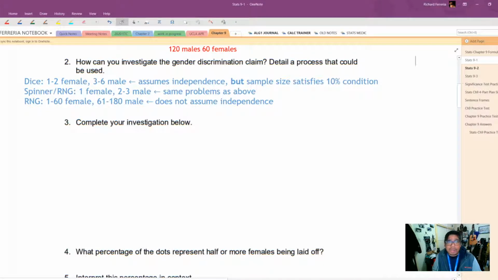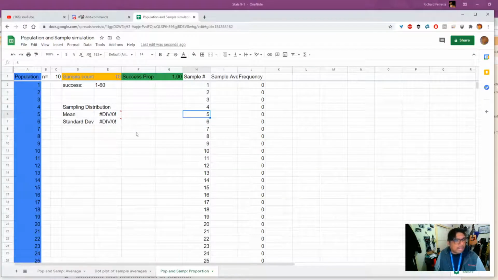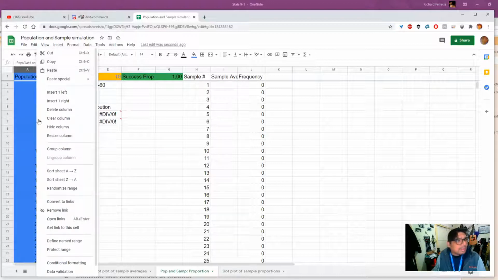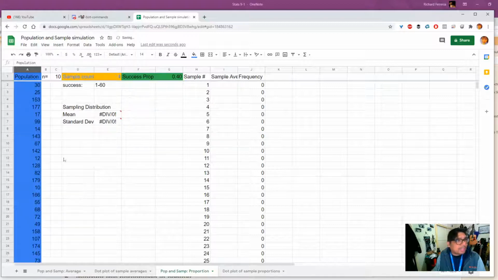And this gives me an opportunity to use my Google Sheet that has a simulation. Okay, so you can see here that we're back on my simulation page. This time we're doing a sample and we're counting how many are between 1 and 60 in this first 10. So I'm going to start by going ahead and randomizing that range. And let's see, how many are between 0 and 60 in our first 10?